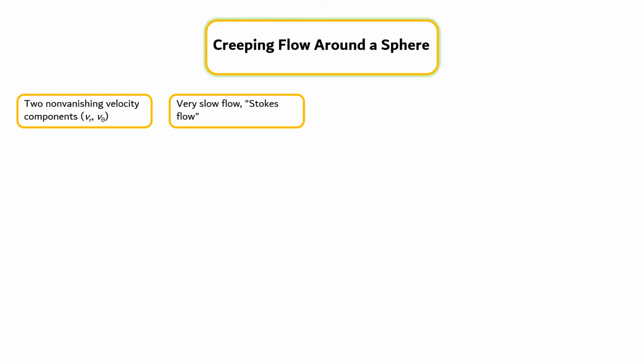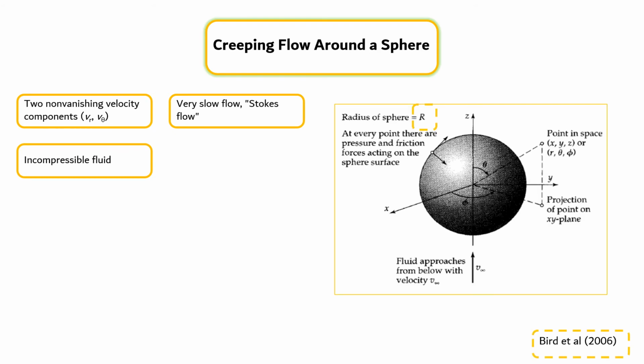We consider here the flow of an incompressible fluid about a solid sphere of radius r and diameter d as shown in the figure. The fluid with density rho and viscosity mu approaches the fixed sphere vertically upward in the z direction with the uniform velocity v theta.